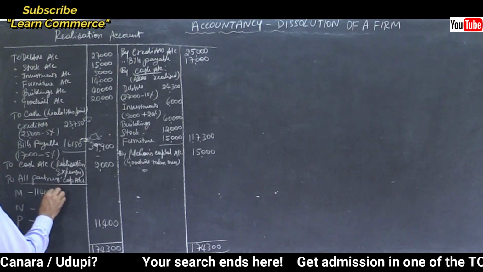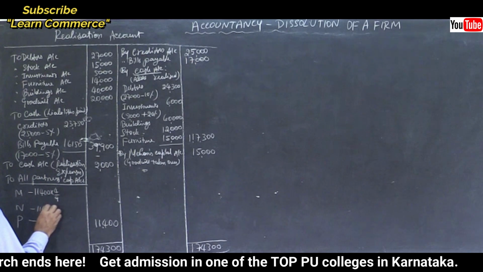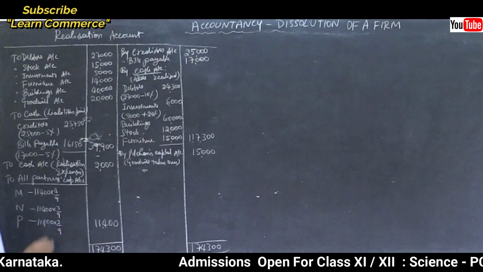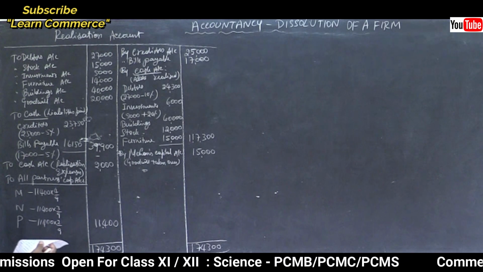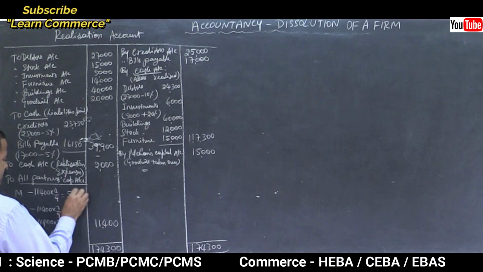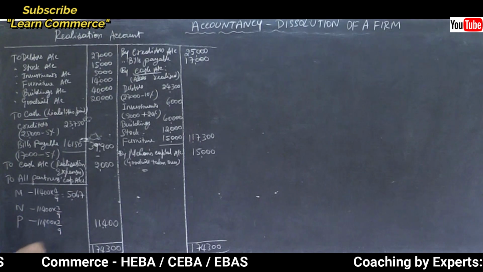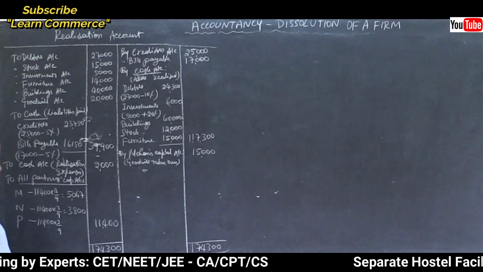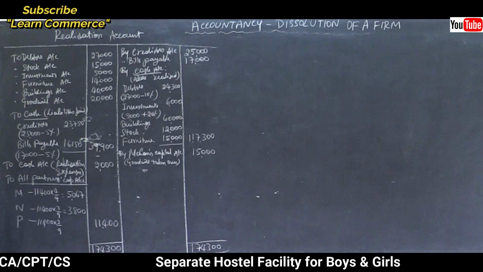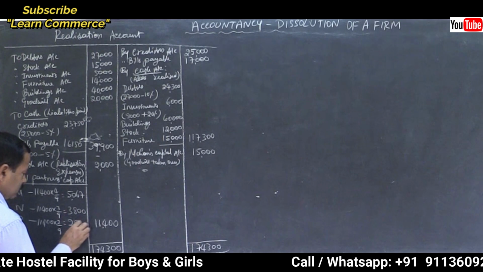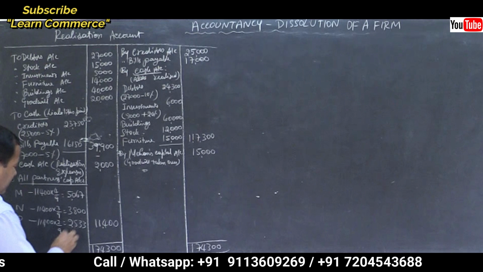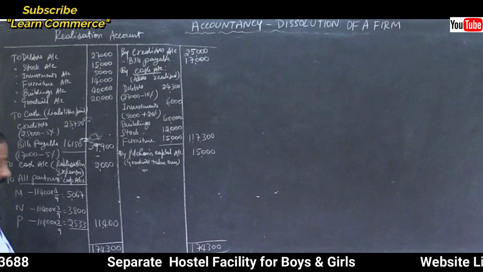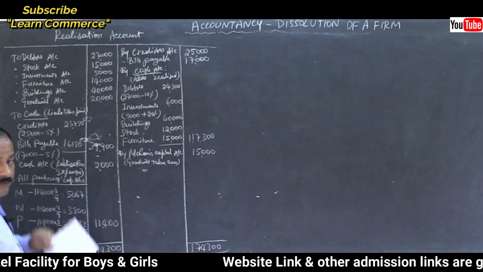11,400 into 4 by 9, 11,400 into 3 by 9 and 11,400 into 2 by 9. 4 is to 3 is to 2, that is the ratio, yes it is. So it will be 5,067, 3,800. I have rounded it off, it comes as 66.66, I made it as 67. The last one 2,533, it comes as 2,533.33, so I made it 2,533 because otherwise this will not agree. The total should be 11,400. It should not come as 11,399 or 11,401.